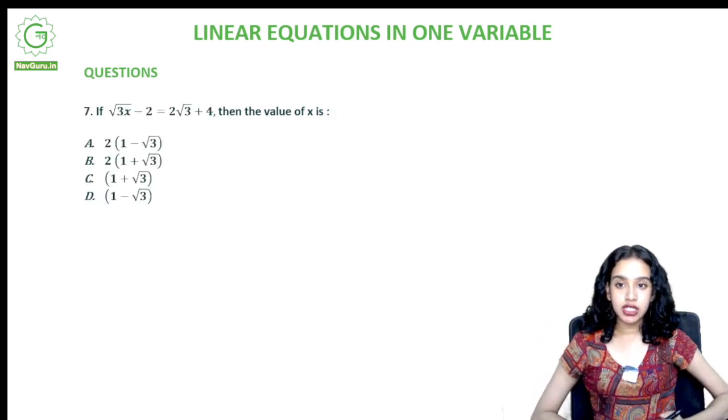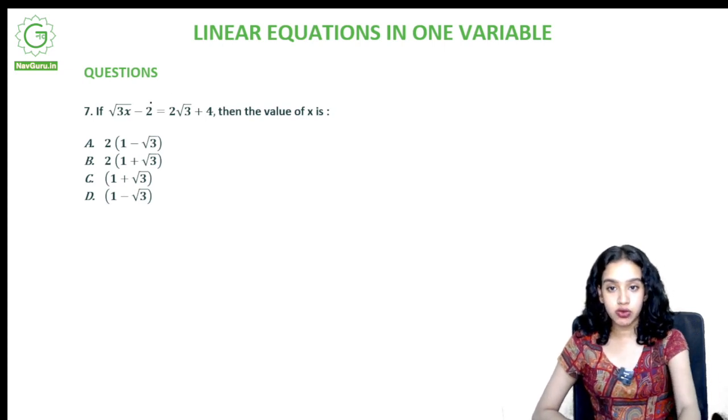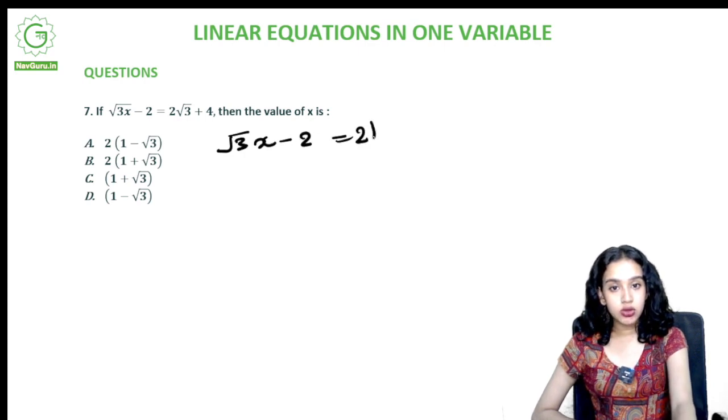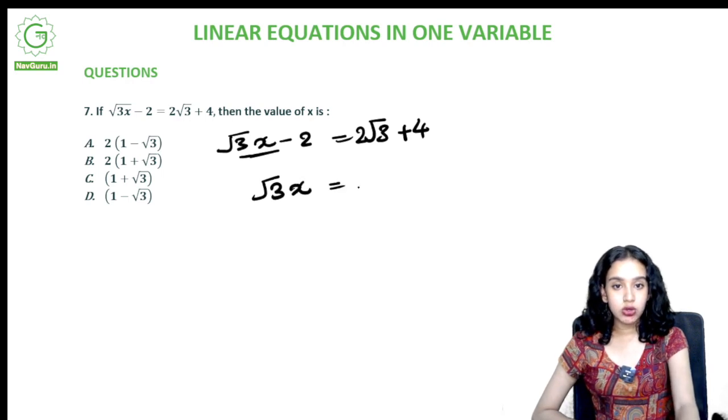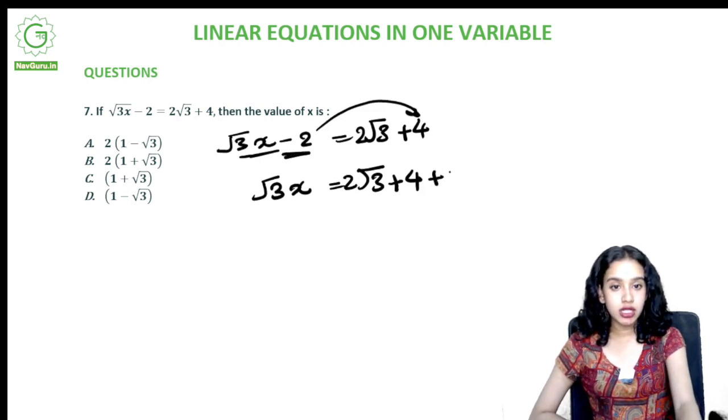Now let's move on to the next question. Root of 3x minus 2 is equal to 2 root 3 plus 4. We have given that root of 3x minus 2 is equal to 2 root 3 plus 4, and we need to find the value of x. So we'll keep the x term here: root 3x is equal to 2 root 3 plus 4. I'm taking this minus 2 there. So what does it become? It becomes plus 2. So this is equal to 2 root 3 plus 6.